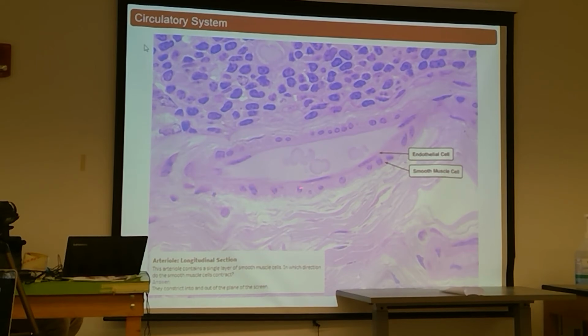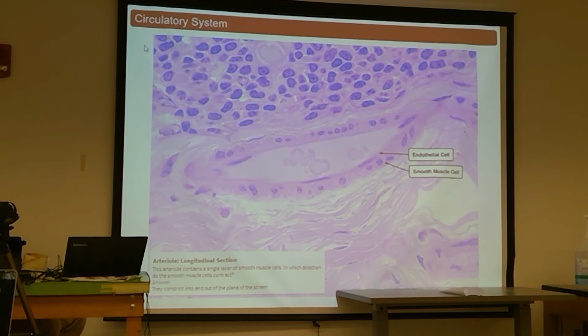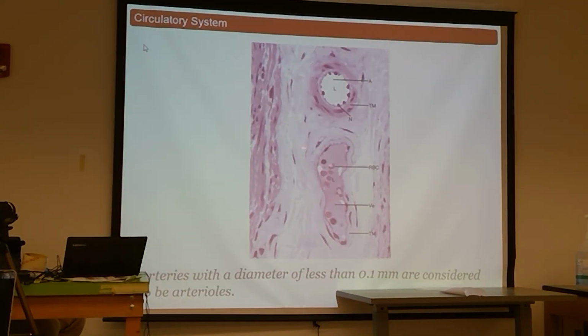Really, there's only one layer of smooth muscle on the end, and then you can see these simple squamous endothelial cells right there and there, and then the red blood cell in the middle. So here's a good depiction between the arterial here, right? And then what would this structure be?